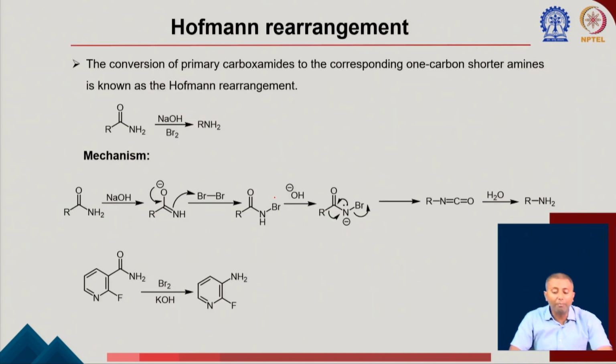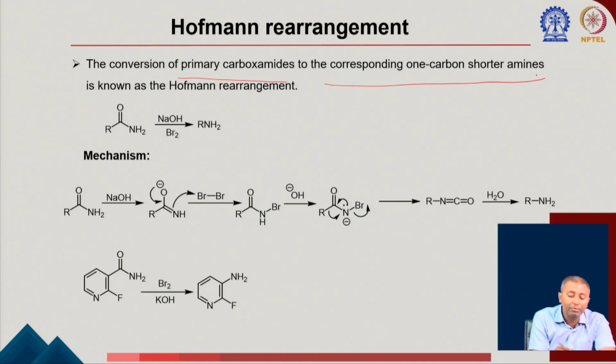Then I am going to talk about the Hofmann rearrangement. So this is conversion of primary carboxamide to the corresponding one carbon shorter amine. So what is happening? You can see we are starting with the RCONH2 to RNH2. That means in the end, what is happening? We are actually getting rid of this CO from the starting material to the product.